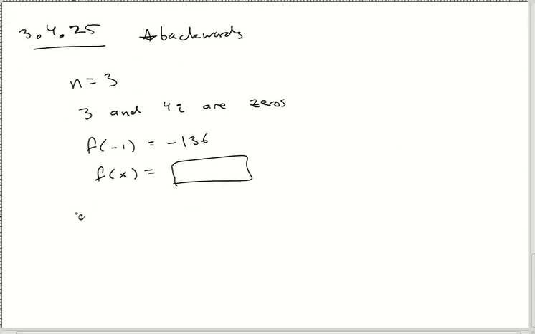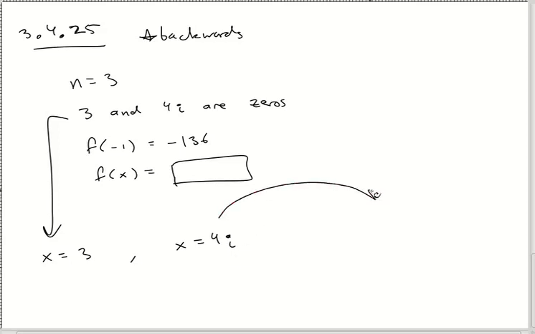Let's start to figure this thing out. When they say these are zeros, I got x is equal to 3. X is equal to 4i. But do you remember something about i's and imaginary numbers? They always come in pairs. So then the other one that you must have is -4i. You have to have both. You can't have just one of these to make this thing work.